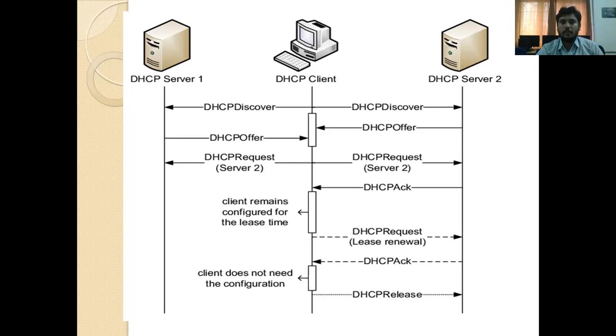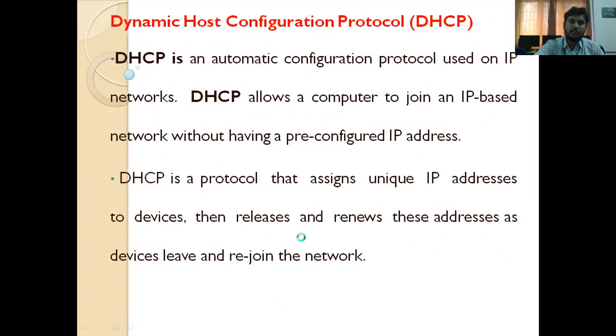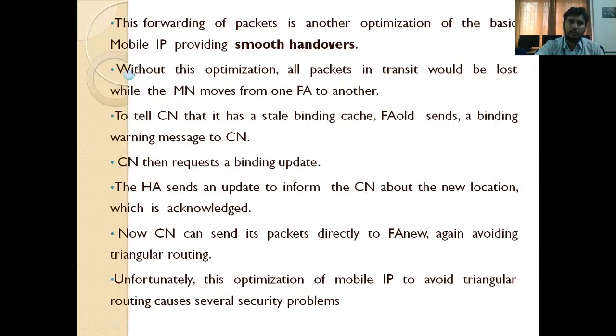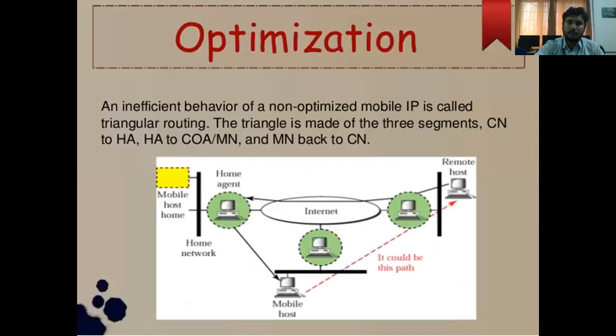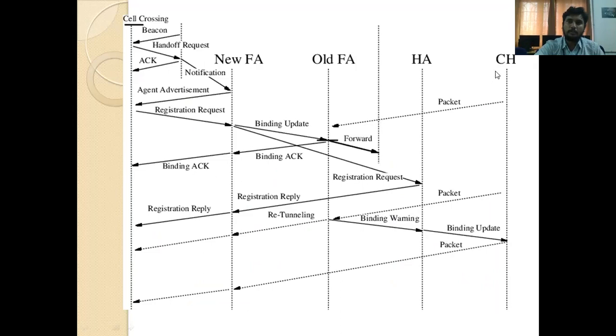So in this way, the mobile node communicates with the correspondent node and the client connects to the server. In this way, we are using the DHCP protocol. This is the end of unit number 3. In this lecture, we covered the topics of optimization. In the optimization, how does the correspondent node identify the mobile node?